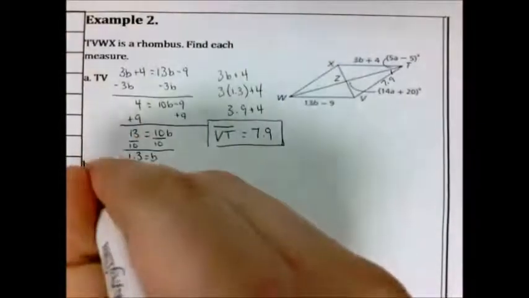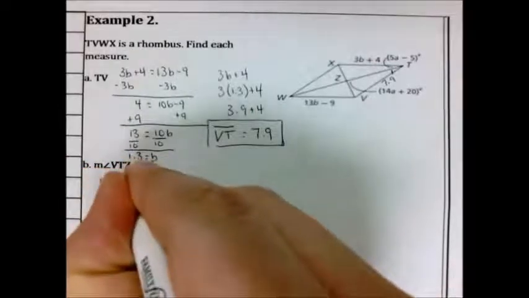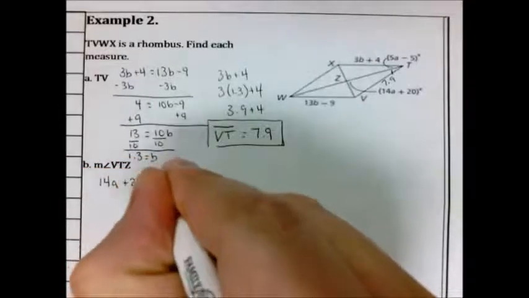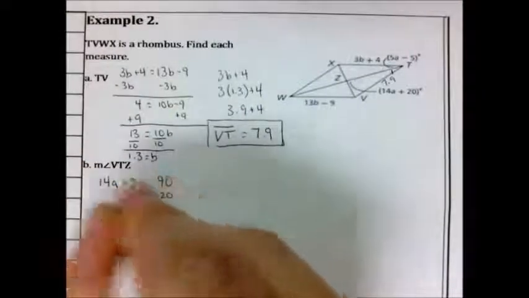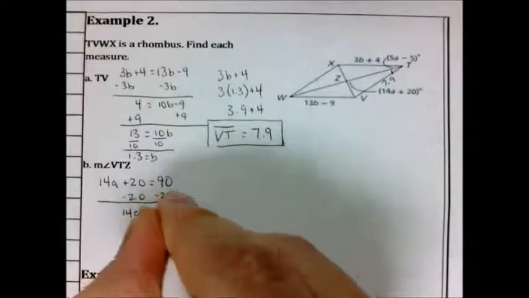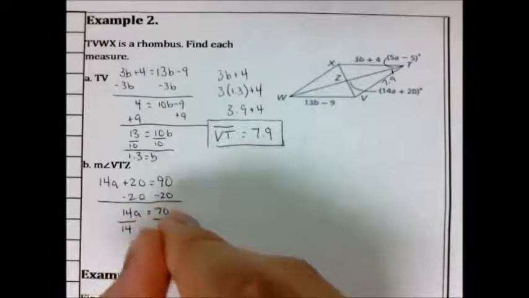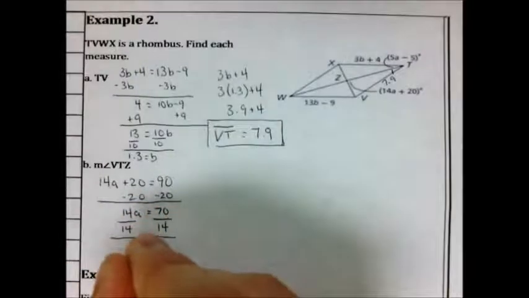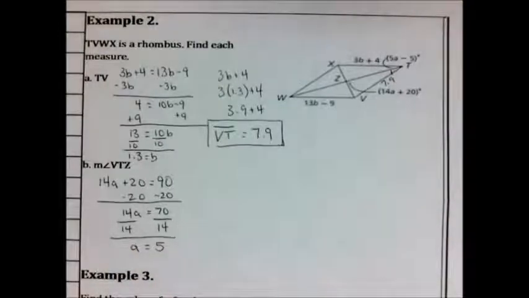So let's go ahead and set that up, because then we can figure out what a is worth. 14a plus 20 is equal to 90. We're just going to subtract 20 from both sides. We're left with 14a is equal to 70. And then finally divide by 14, and we get a is equal to 5. Alright, so a is equal to 5.